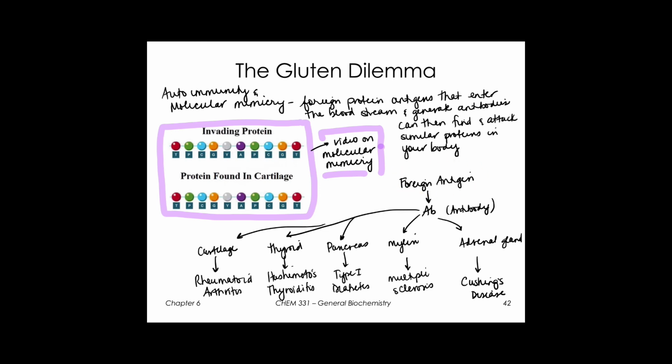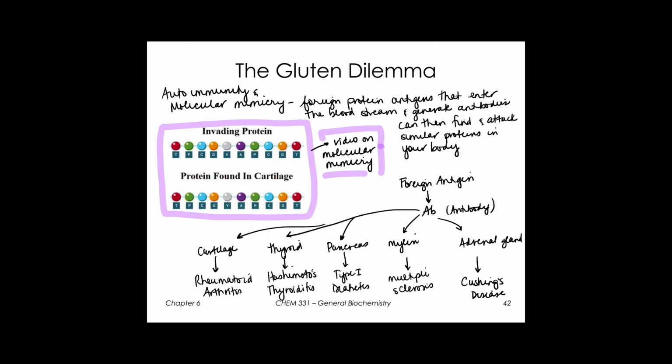So if a foreign antigen gets in and you launch an antibody response to it, what that invading protein has similarity to will determine what you attack. If there's similarity to your cartilage, you can develop rheumatoid arthritis. If there's similarity to thyroid, and particularly for people who have Hashimoto's thyroiditis, which is the downstream autoimmune attack on your thyroid, wheat and gluten and dairy proteins like casein are particularly important for people with Hashimoto's.